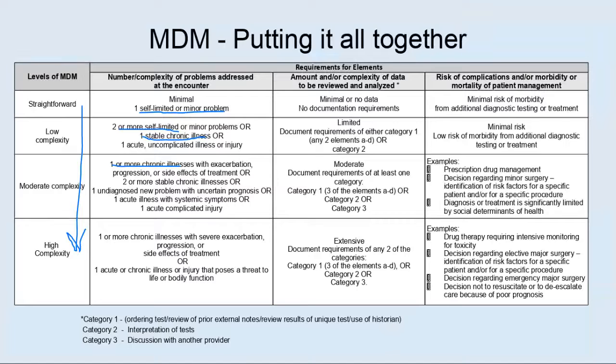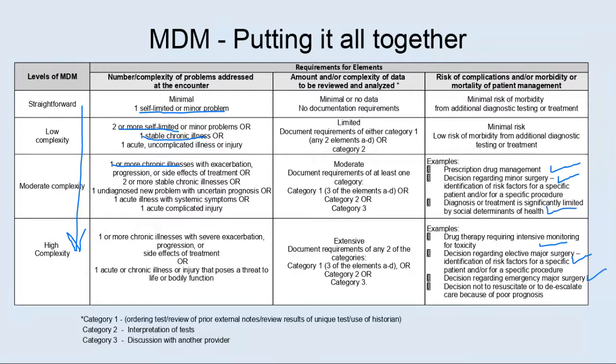So for example, prescription drug management is moderate. On the other hand, drug therapy that involves intensive monitoring, because it's a drug that can have severe side effects, takes it to high. Decision regarding minor surgery is moderate. Decision for elective major surgery or emergency major surgery is high.